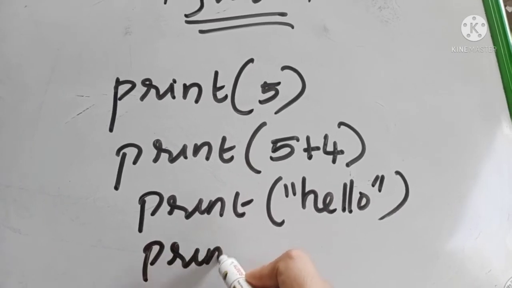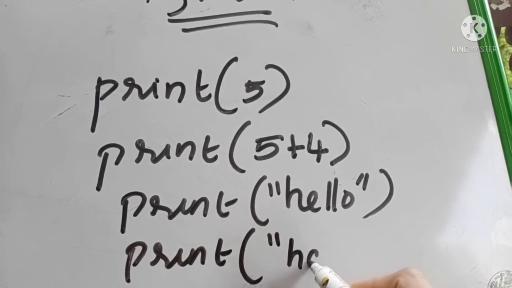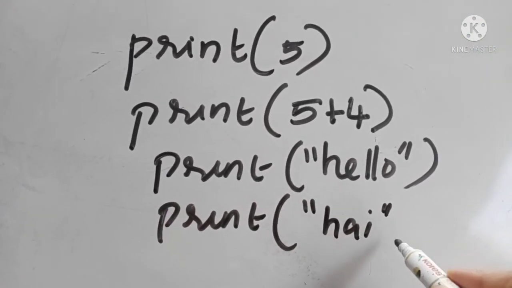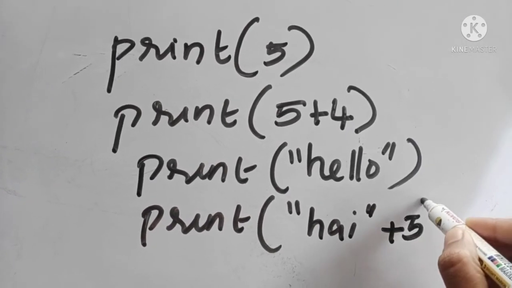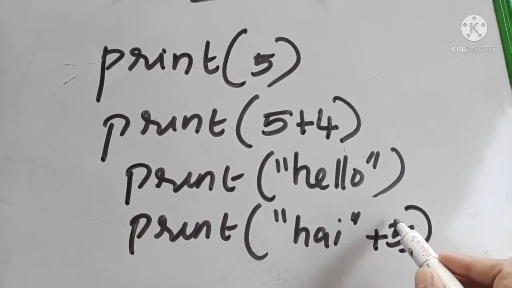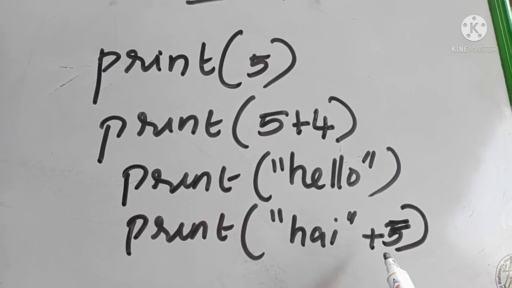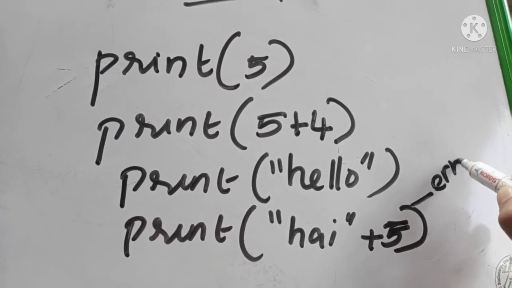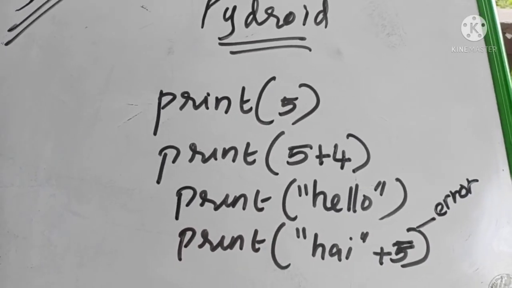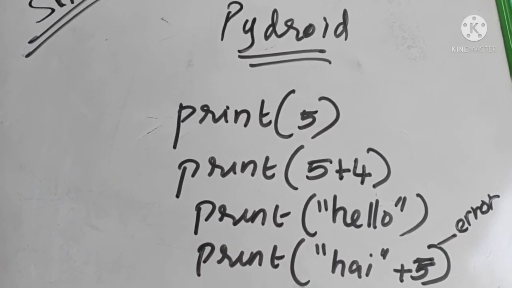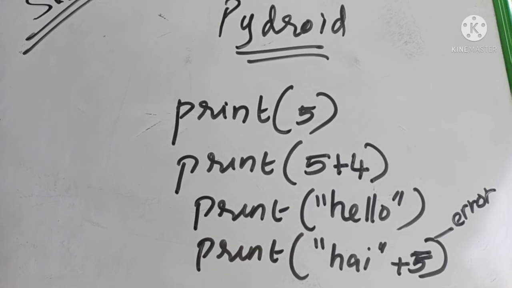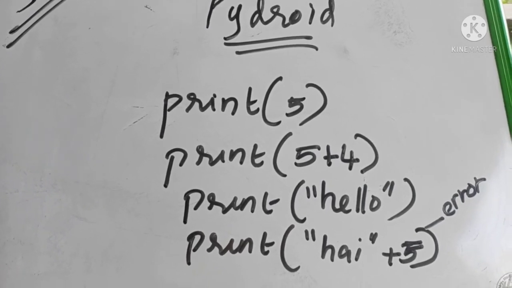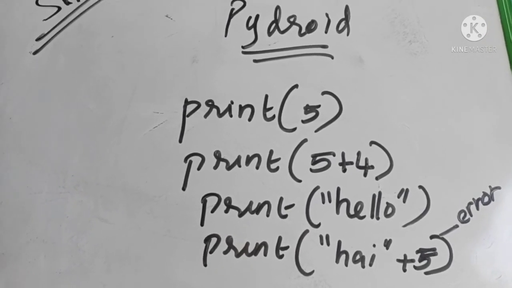Print of "hi" plus 5. What will be the output in this case? Can you please tell me? Hi plus 5. This is a string, this is an integer. What will happen in this case? An error will be generated. So what I want to tell you here is, if you are using the PyDroid app, don't write the values directly over there. It should be inside the print function, so you'll get the output.